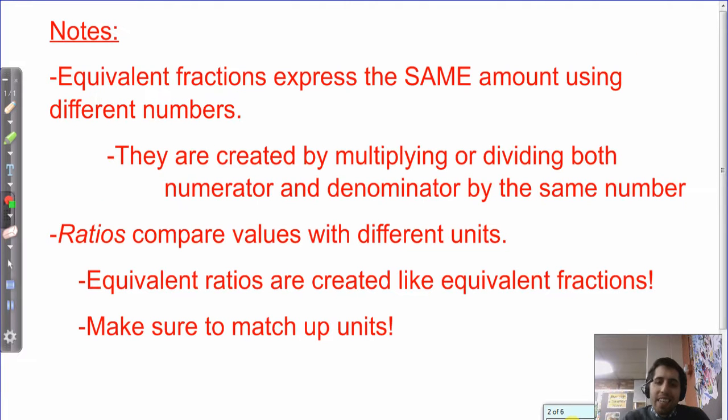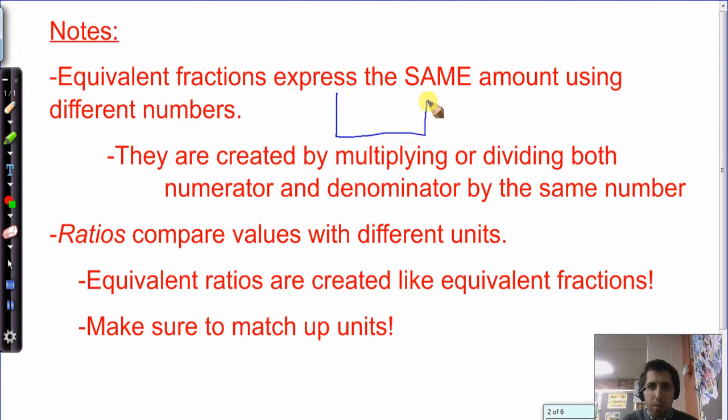The notes you need to take today are that equivalent fractions express the same amount using different numbers. So they're always about the exact same amount, and we've shown that in a number of ways, but I'll show you again that we're expressing the same amount. So what I mean by that is, well, we know that fractions express a part of a whole. So let's say we have 1/4, that's a fraction.